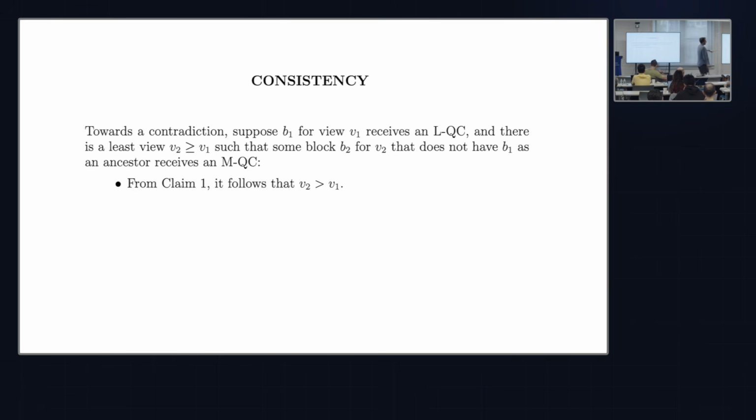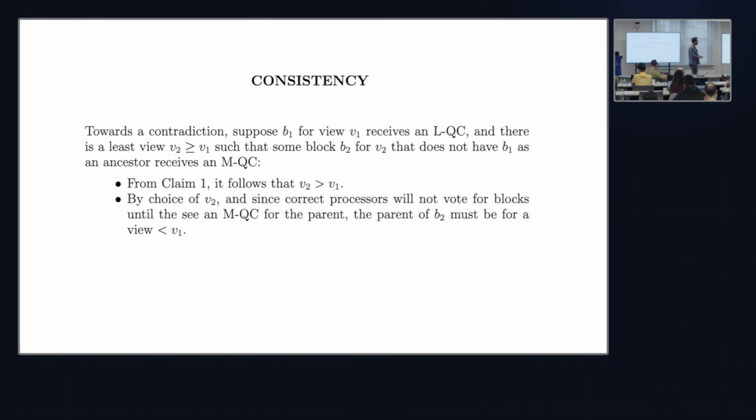Well, immediately from claim 1, LQC precludes MQCs for other blocks in the same view. We know V2 is greater than V1. But by our choice of V2 as the least such view greater than V1, and since correct processors won't vote for blocks until they see an MQC for the parent, that means the parent of B2 must be for a view less than V1.